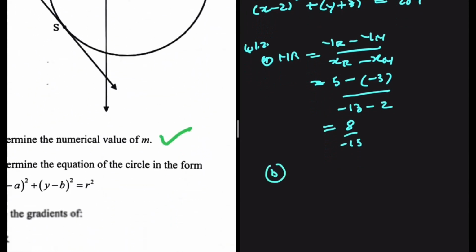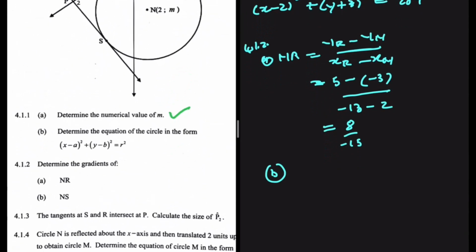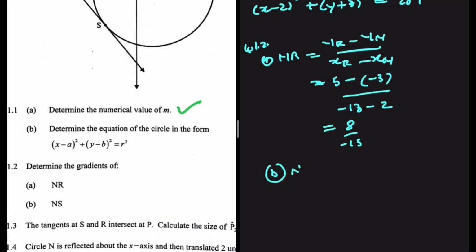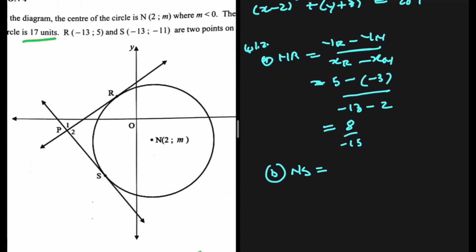Let's go to the question that follows, B. We're supposed to find the gradient of NS. This is too good to be true. How can we find the gradient of NR, and then after doing that, we find the gradient of NS? Something seems fishy, but we're going to find out soon. NS, do we have the coordinates of S? Yes, we do. Here they are. They're given to us in our problem statement.